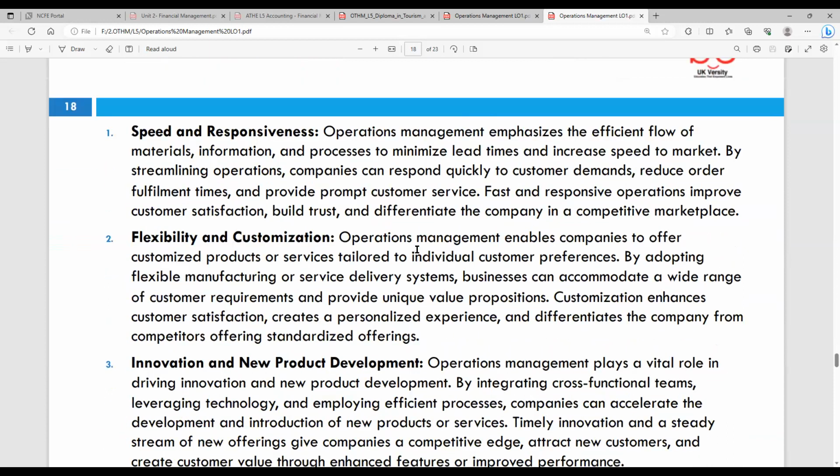Okay, and the third one is making sure that you are responsive to your customers, emphasizing efficient flow of materials, labor, processes, i.e. to minimize lead times. Now, lead time means when you order a product, how much time you need to get that product into your stores and make use of it. So the lead time is the time from order to receipt of that particular product. You want to reduce that, so as to reduce costs.